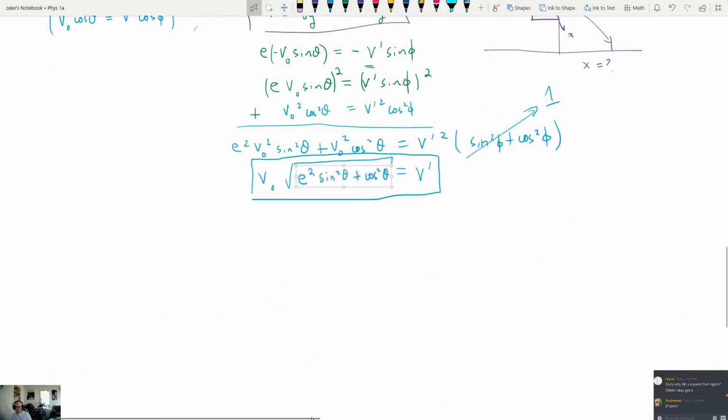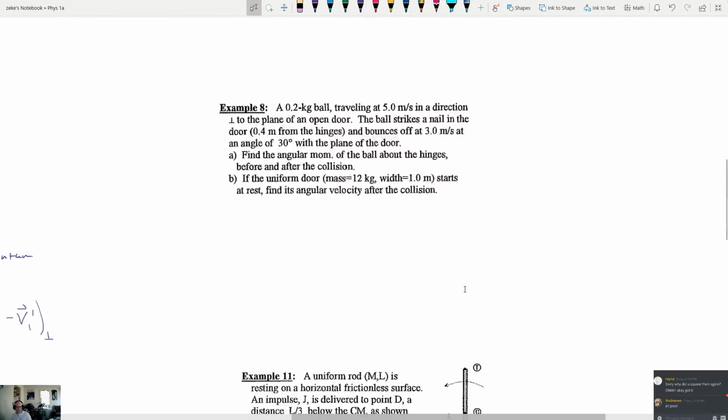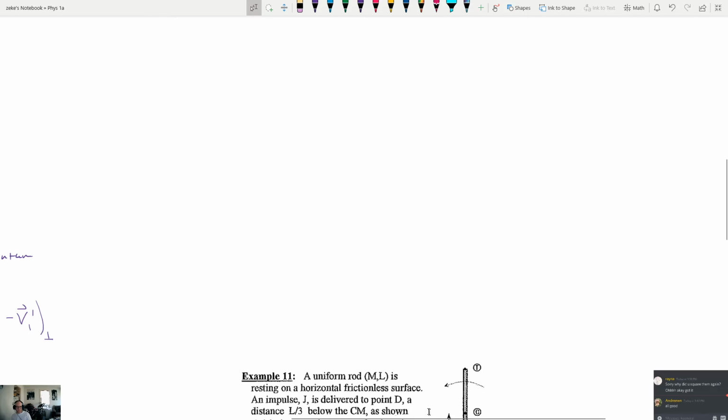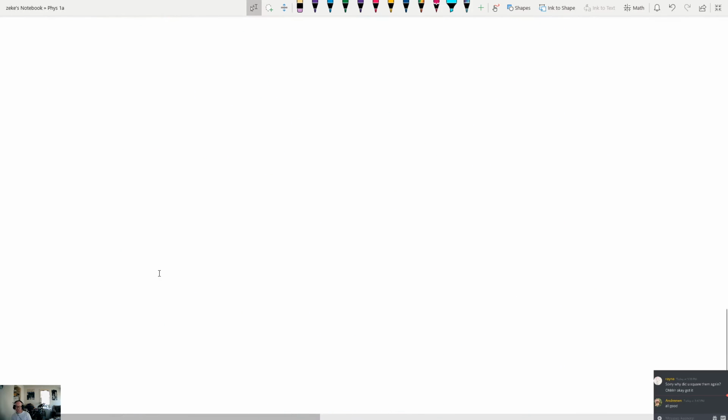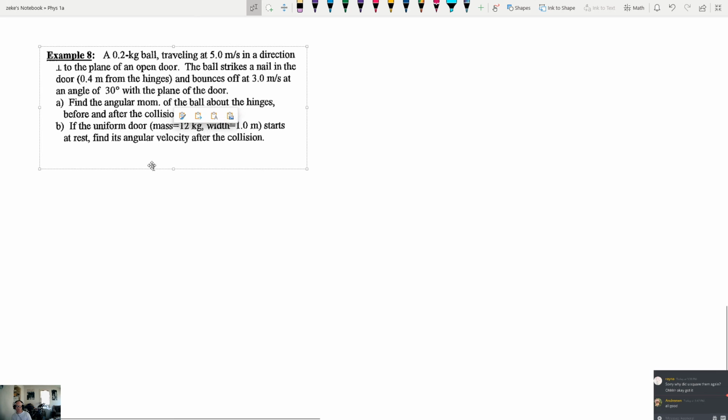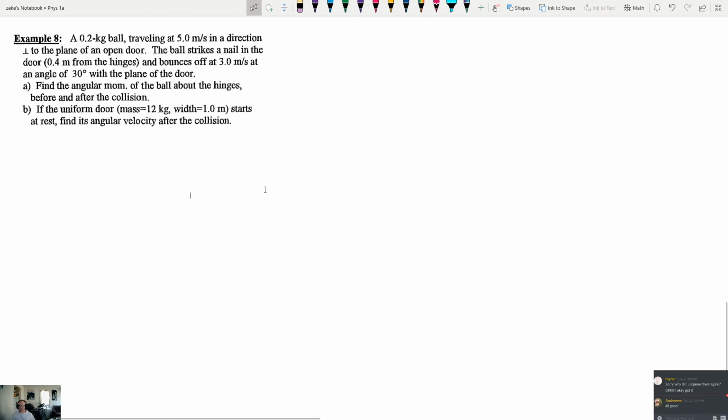All right, so hopefully that was somewhat helpful to you all with those kinds of problems. Let's return to the world of angular momentum and finally look at a problem where the ball doesn't stick to the door. Okay, this one we're actually going to have to draw our own picture. A 0.2 kilogram ball traveling at 5 meters per second in a direction perpendicular to the plane of an open door. The ball strikes a nail in the door, 0.4 meters from the hinges, and bounces off at 3 meters per second at an angle of 30 degrees with the plane of the door.